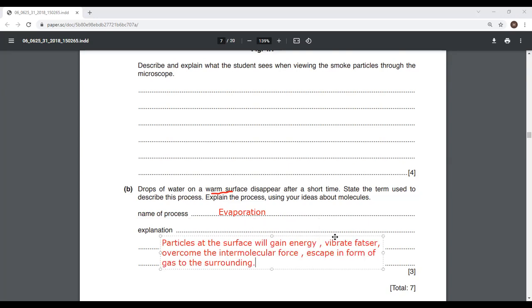As we said before, if the drops are making layers, in the first layer the molecules will gain energy, vibrate faster, and then they will overcome, after a while with using this heat, the intermolecular forces. So their state will change from liquid to gas or water vapor, and then escape to the surrounding, leaving behind what will be left behind, which will be less energetic or with less temperature. Thank you.